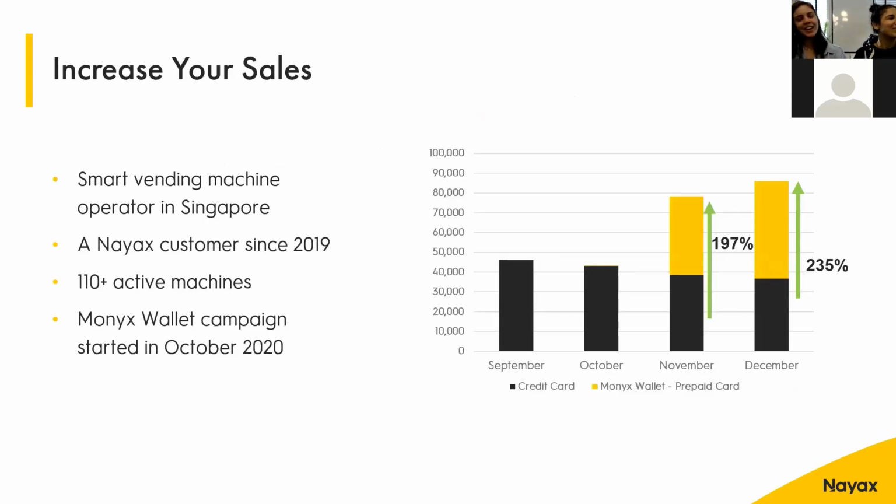Let's start with a case study that I really like. This case study is one of our customers, and we want to show you how he increased his sales via the Monyx Wallet app. This customer has 110 machines in Singapore, and he started a Monyx Wallet campaign in October 2020. As you can see here, using the Monyx Wallet app helped the business increase the sales, and the numbers are excellent. The sales went up 197% in November and 235% in December. That's impressive. And all this was done through a simple campaign the operator ran using Monyx Wallet.